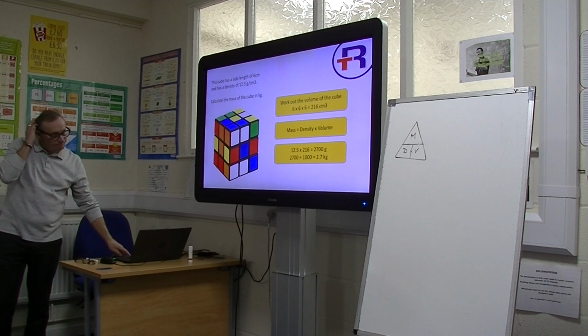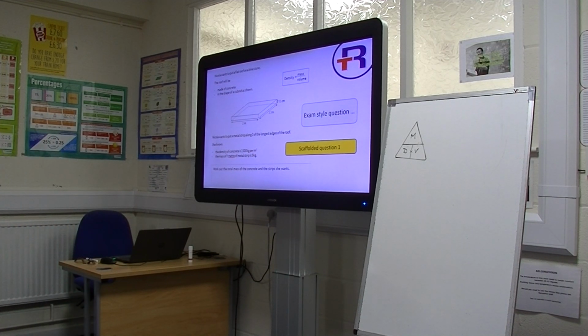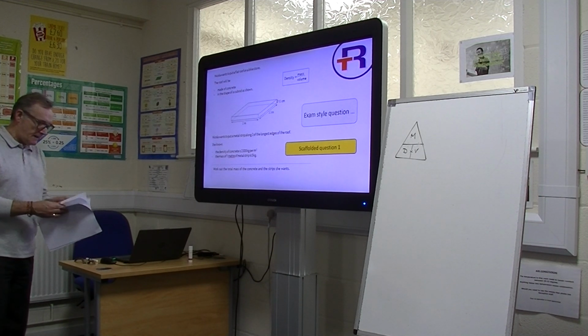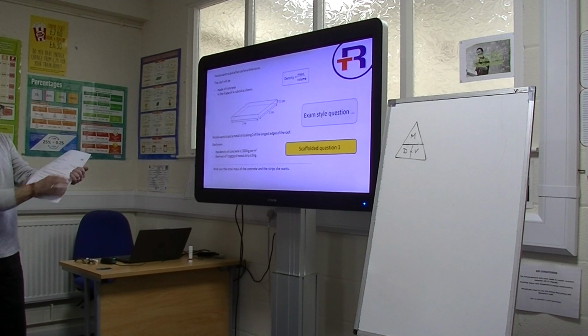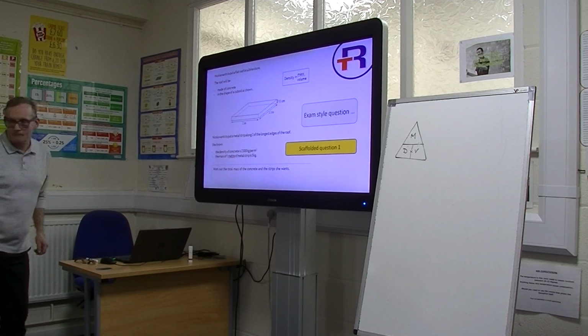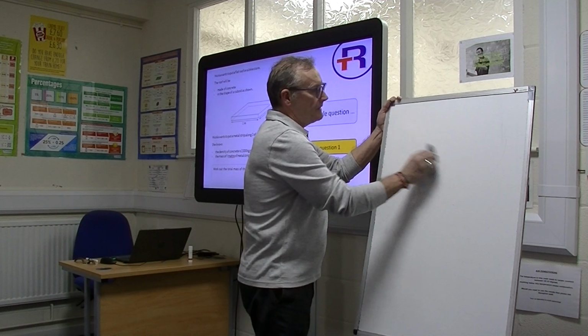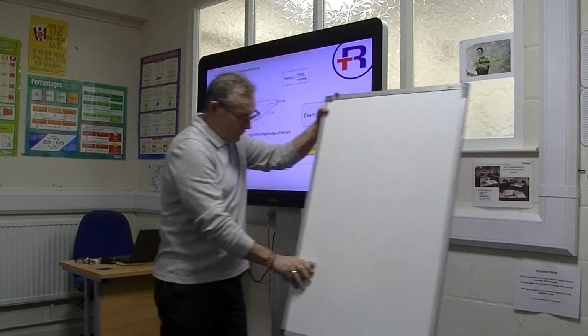Let's look at this question. This is taken from an exam paper. It's in your booklet, in your little workbook. And I've called it a scaffolding question because we're going to break it down. It says 1 at the bottom, page 1, but it's not actually page 1. Right, so we're going to break this question down. We're going to do it as a team.